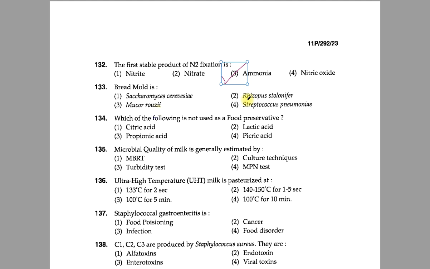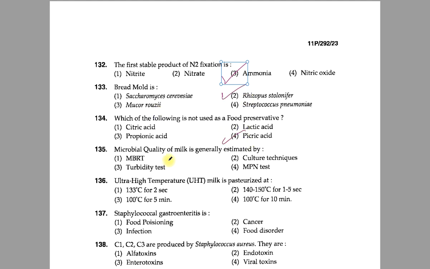Question 134. Which of the following is not used as food preservative? 1. citric acid, 2. lactic acid, 3. propionic acid and 4. picric acid. The option 4, picric acid is correct. Picric acid is harmful for the skin and also toxic upon inhalation, so it is not used for food preservation.